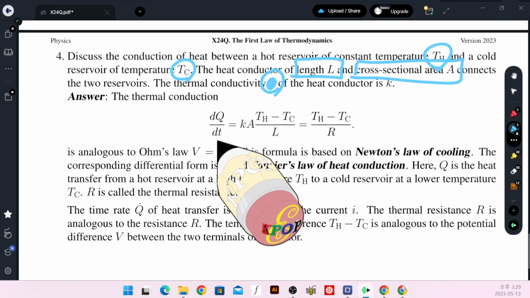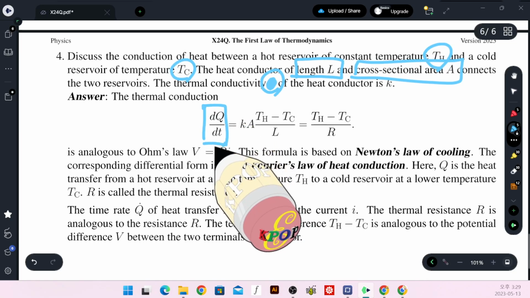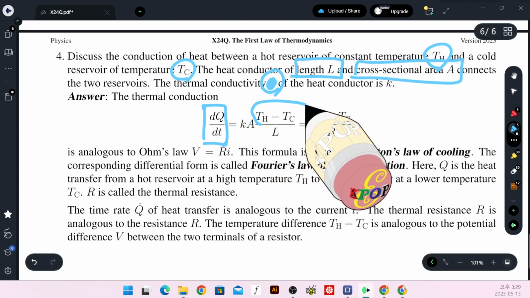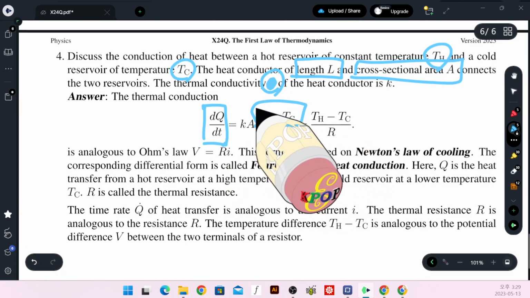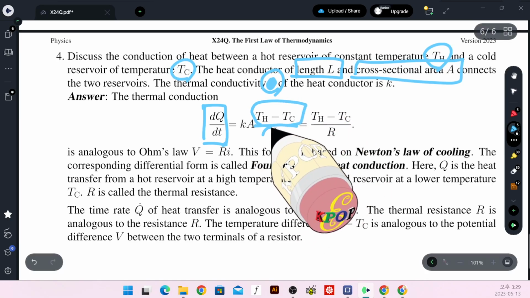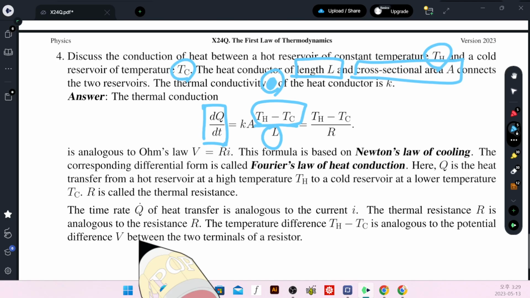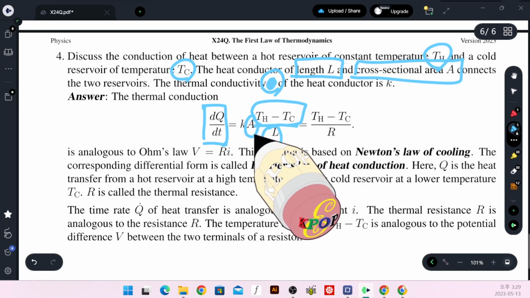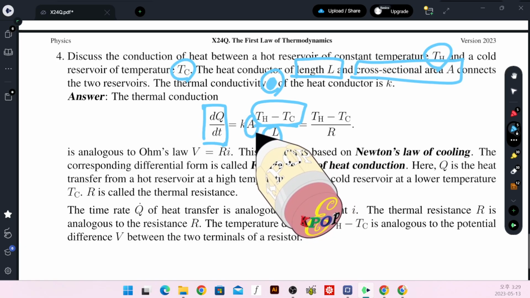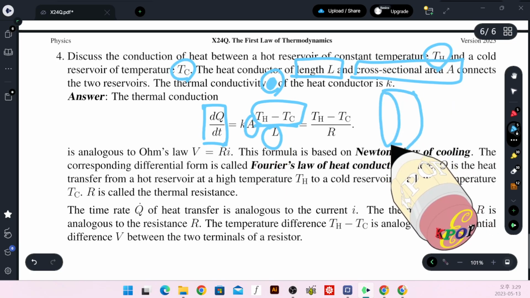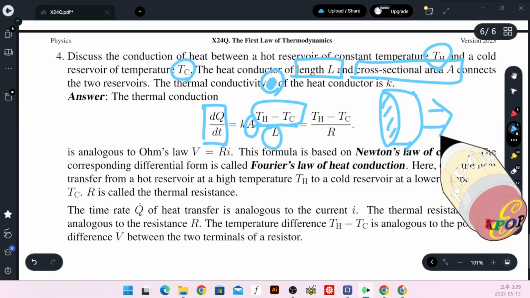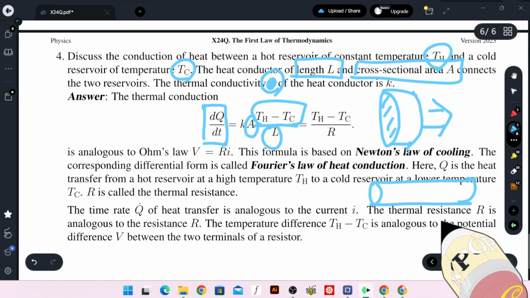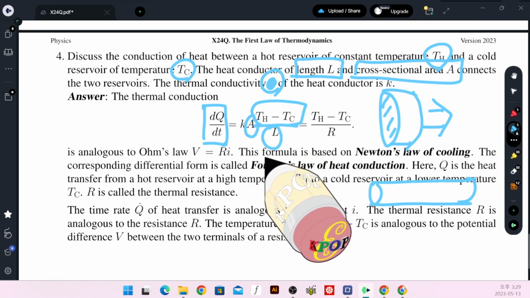the thermal conduction per unit time is this, from hot to cold. And there is a ratio, temperature change from hot to cold, and distance. The amount of heat being transferred in unit time is proportional to the cross-sectional area. So if you widen the area, the heat transfer is faster. If you make the length longer, then it takes longer time.